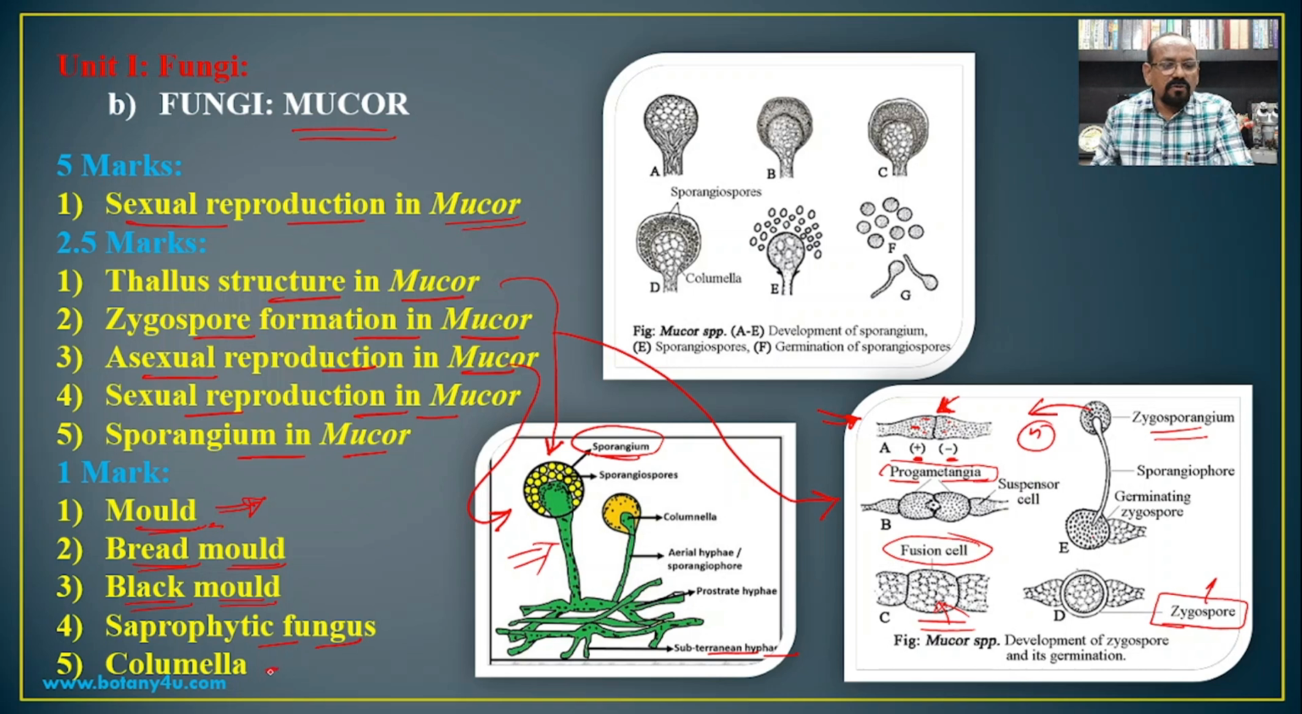Then columella, again a 1 mark question. In columella, if you see, there is a presence of a sterile part in the center of the sporangium, and that is known as the columella. It is responsible for providing nourishment to the developing spores inside the sporangium.